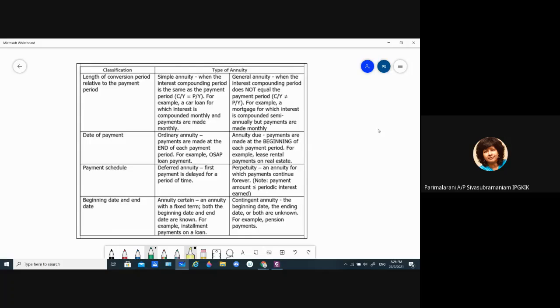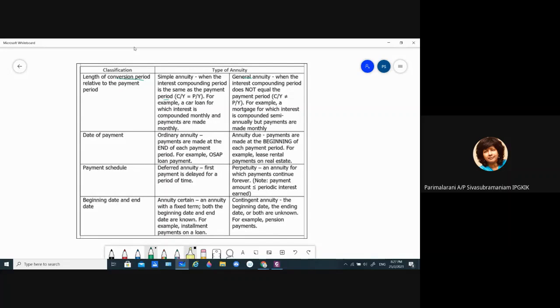Okay, so if we classify them according to the length of conversion period relative to the payment period, there are two types of annuities here: simple annuity or general annuity. Simple annuity is when the interest compounding period is the same as the payment period. So if you're compounding the interest for 12 months, your payment period is also 12 months. For example, a car loan, which interest is compounded monthly and payments are made monthly. General annuity, when the interest compounding period does not equal the payment period.